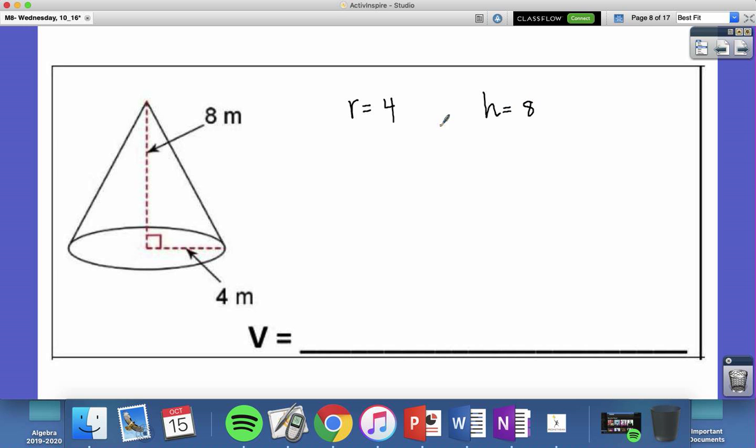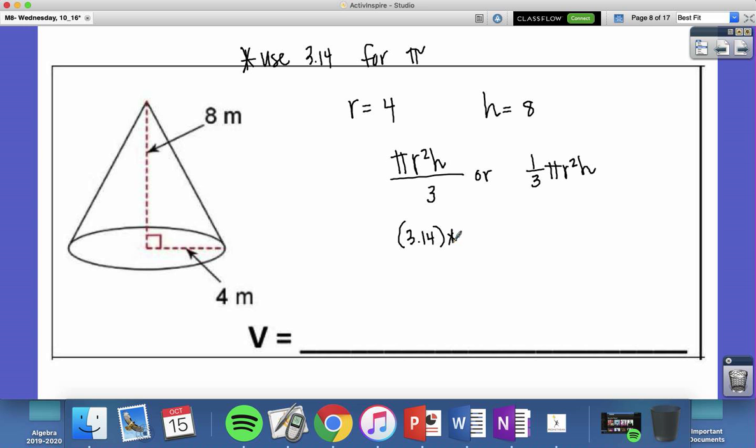So the formula was to do pi r squared h, and you could either divide it by 3 or you could do 1/3 times pi r squared h, and it would mean the exact same thing. So for this particular one, we're going to use 3.14 for pi. And so when we plug it in, we're going to do 3.14 times the radius squared. So we said the radius is 4, so times 4 to the second power, times the height, which we see is 8.